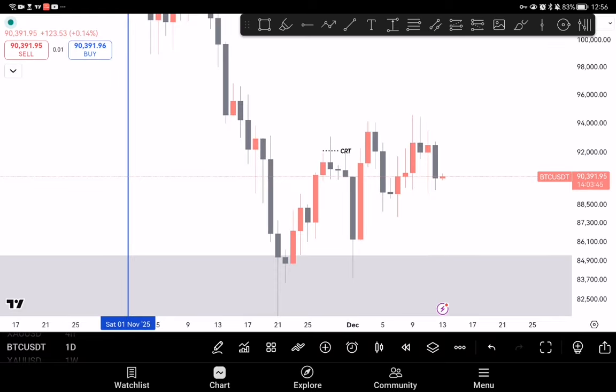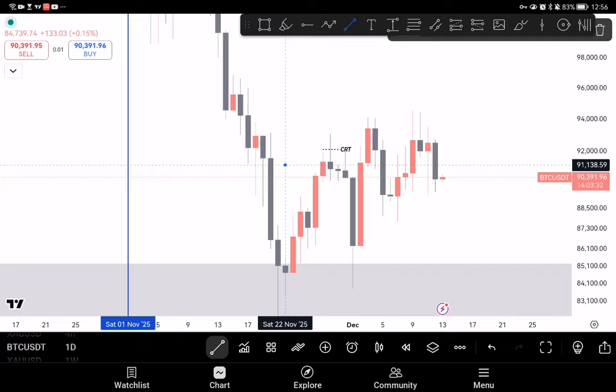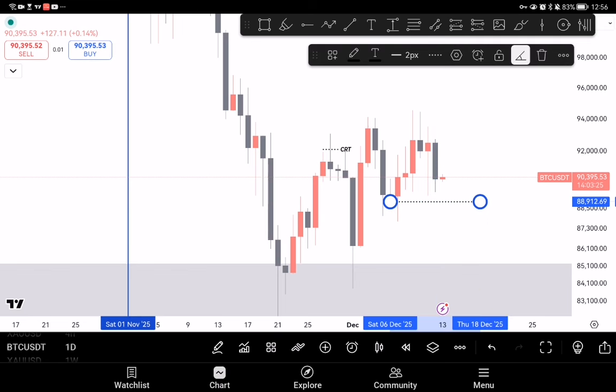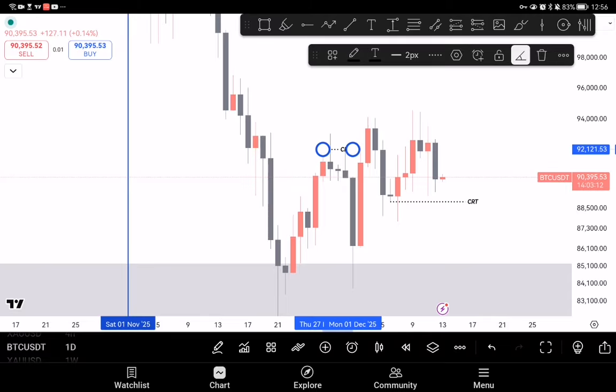Let me look for another CRT point. We are going to see that together. I don't know if you guys can pause the video and look for another CRT point, but we have a lot of CRT formations on this particular pair on this time frame, which is the daily time frame. We have another CRT formation right here. I don't know if you guys can see that. We have a CRT formation here, right? So you see that this is a bullish CRT formation, and this was a bearish. This is a bullish, and this is a bearish.